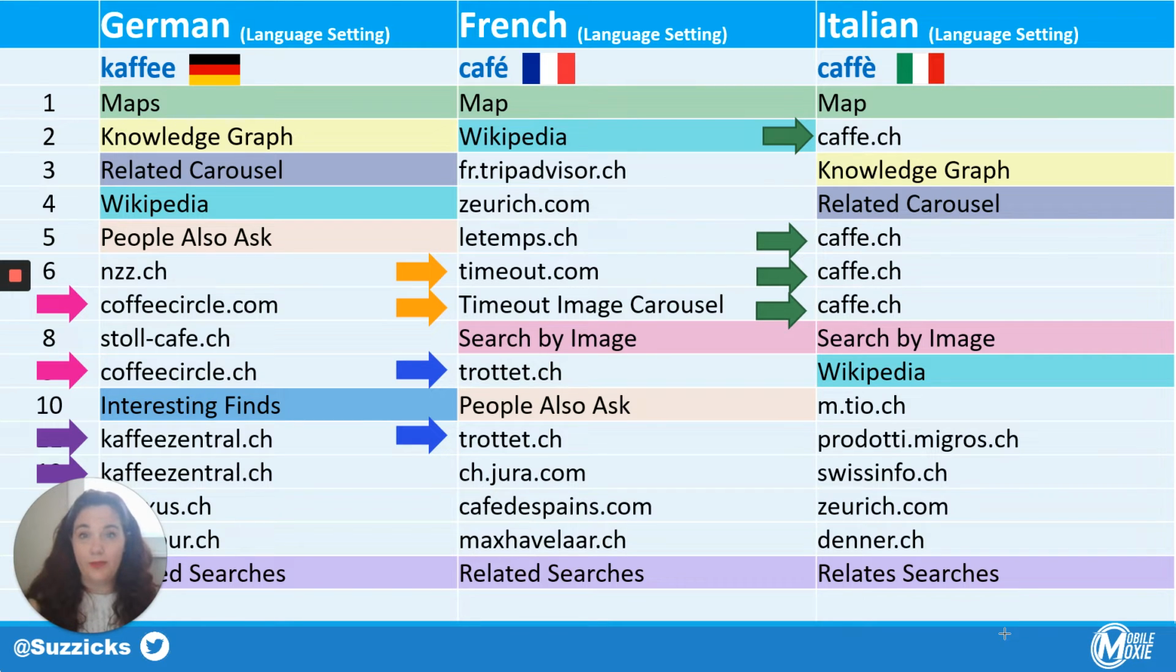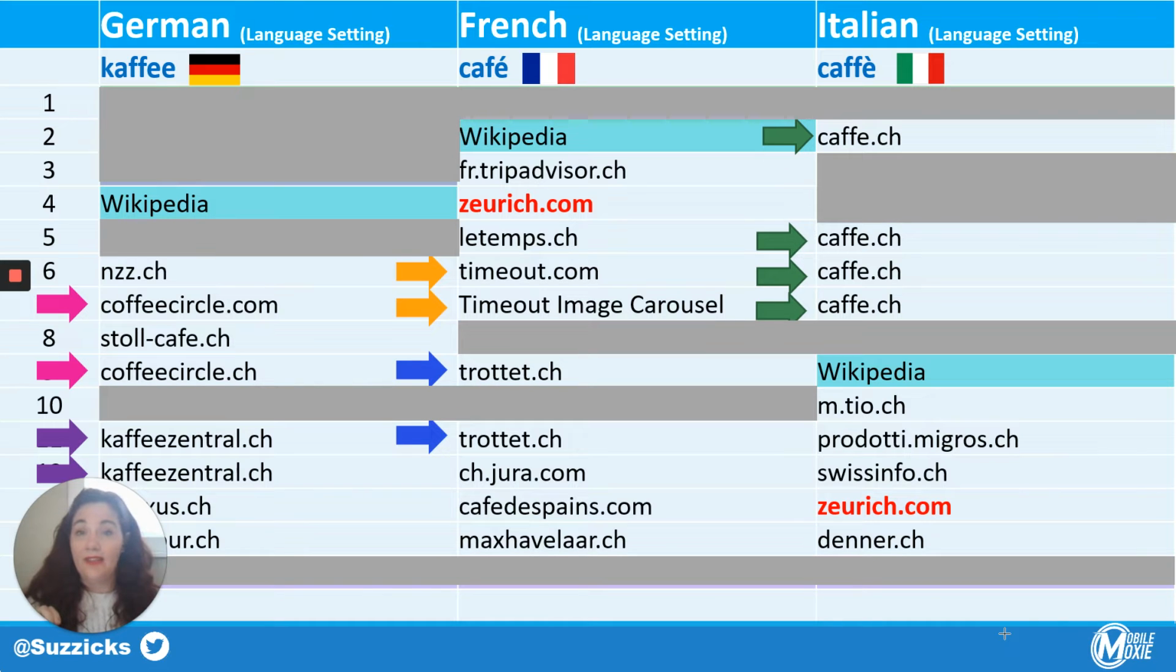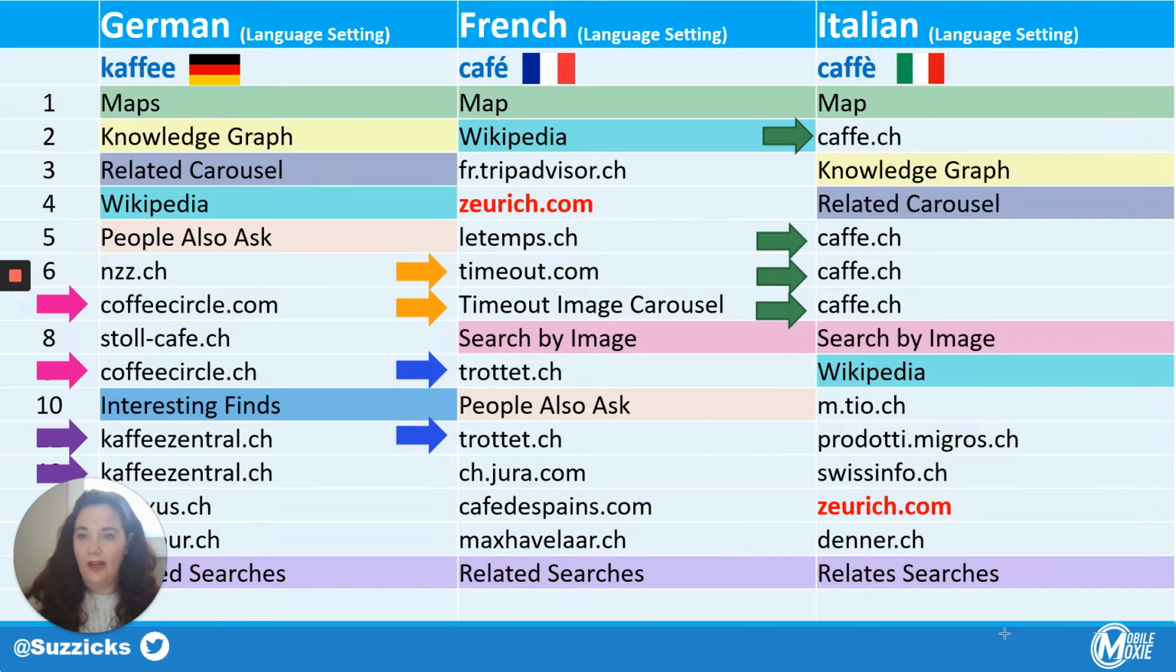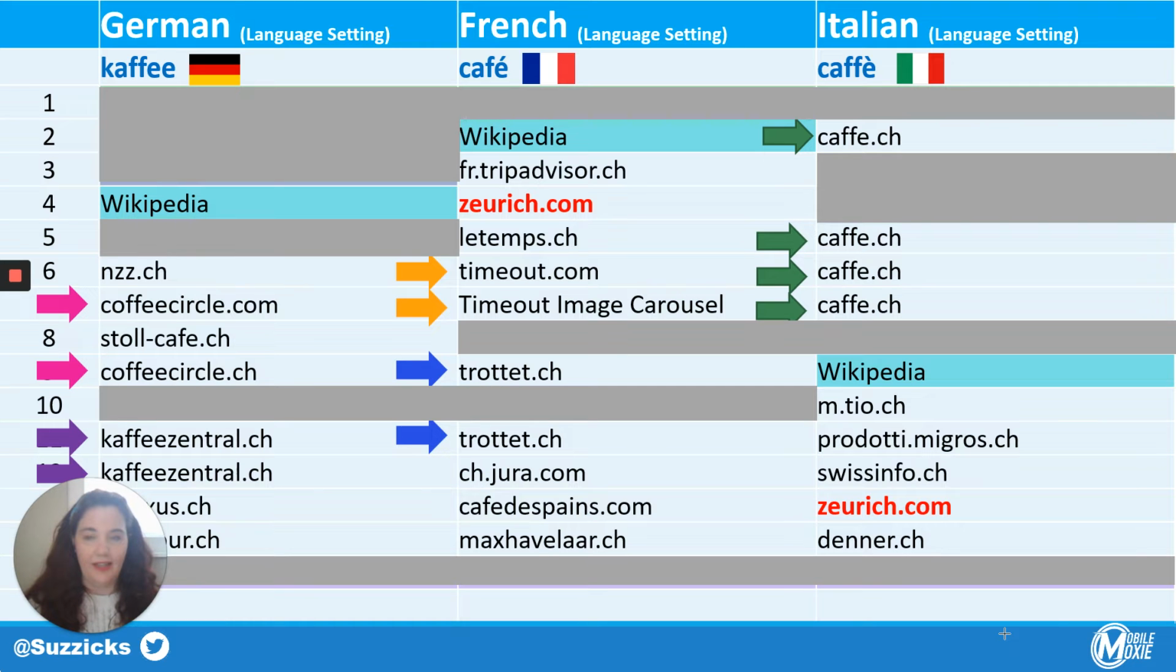Trot.ch showing up twice, but only in French. And Zurich.com showing up twice, but only in French and Italian. And this is what it looks like when you take out the Google-oriented queries, the things that Google has put in there. Remember, these are things like search by image, interesting finds, carousels, stuff like that.